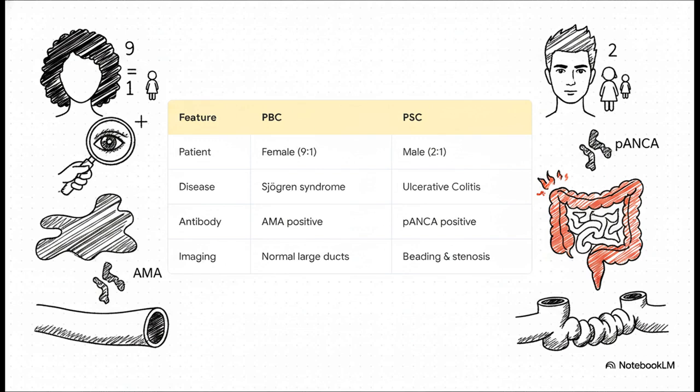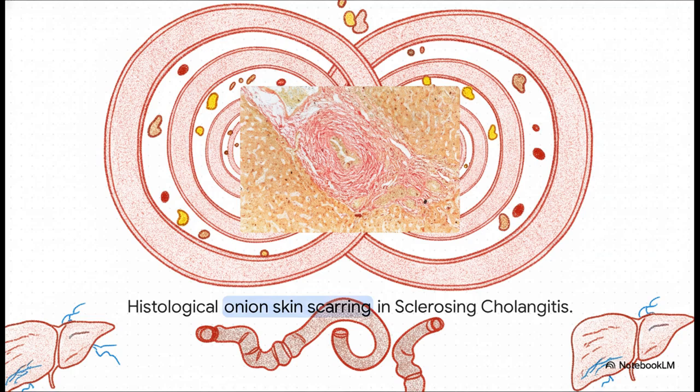PSC, on the flip side, presents predominantly in younger males, aged 20 to 40. Its major disease association is ulcerative colitis, which is a huge red flag in clinical vignettes. PSC patients are often p-ANCA positive, and if you image their ducts, you'll see a classic beading and stenosis pattern of the biliary system. Microscopically, we see the actual reason for that ductal stricturing and beading in PSC. Look at this highly testable onion skin fibrotic scarring.